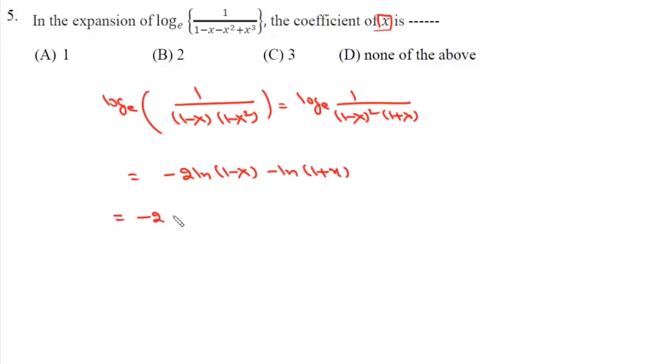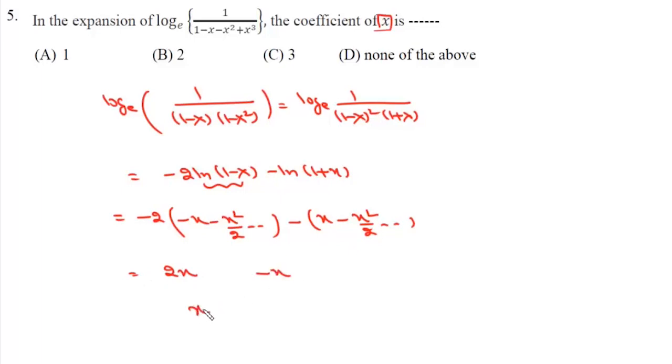Now we can write this as minus 2. Now the expansion of log (1 minus x) will be minus x minus x squared by 2 and so on. And here will be this x minus x squared by 2. Now if we look at the coefficient of x, here it is 2x and we have minus x here. So in this expansion, the coefficient of x is simply 1, and that's your option A.